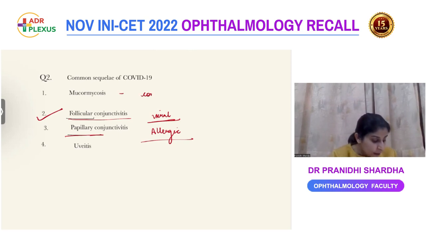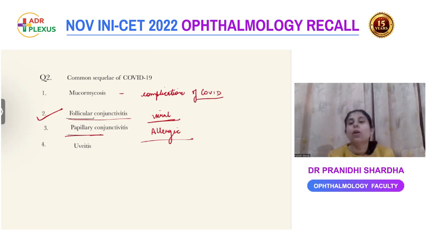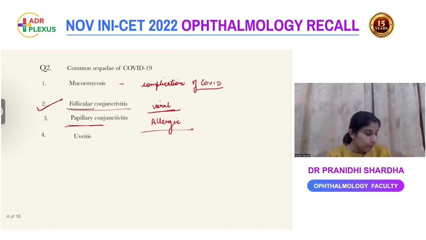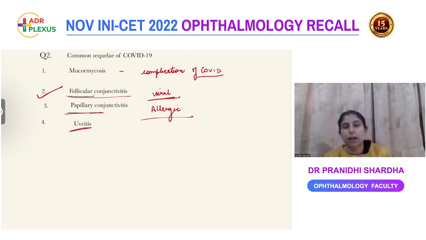Mucormycosis was also seen in COVID, but it is a complication of COVID, not a manifestation of COVID-19. Uveitis is also seen as a part of COVID-19, but it is not the most common manifestation. The most common manifestation is conjunctivitis, and since it is a virus, the answer will be follicular conjunctivitis. Papillary conjunctivitis is seen in allergic conditions.